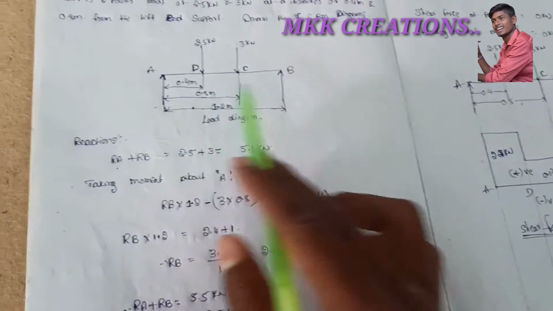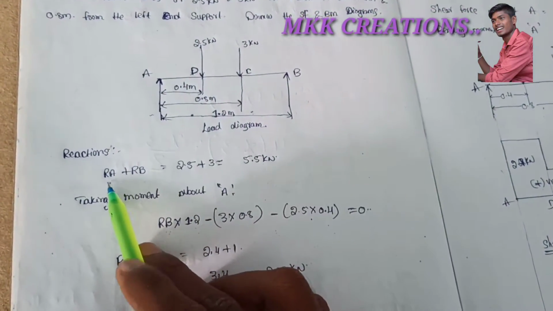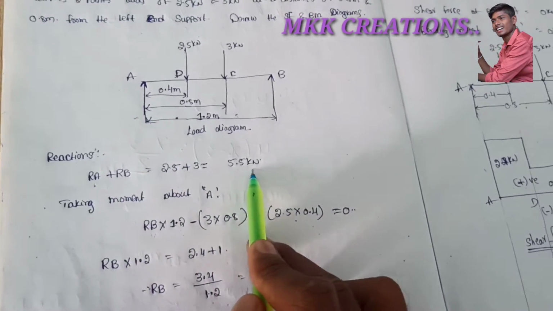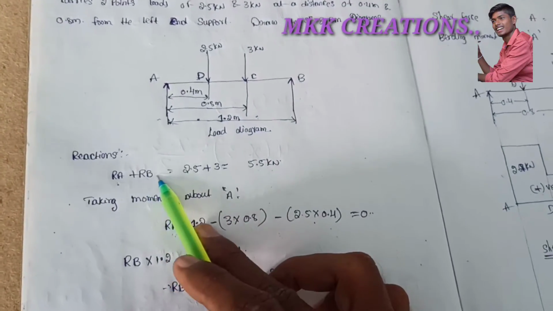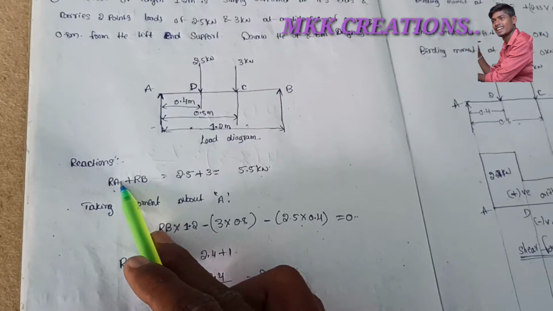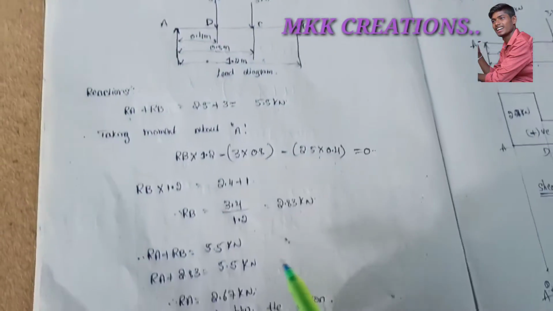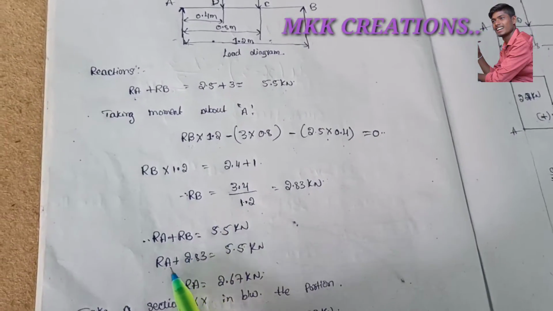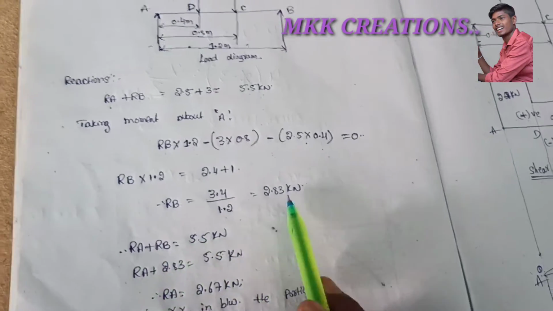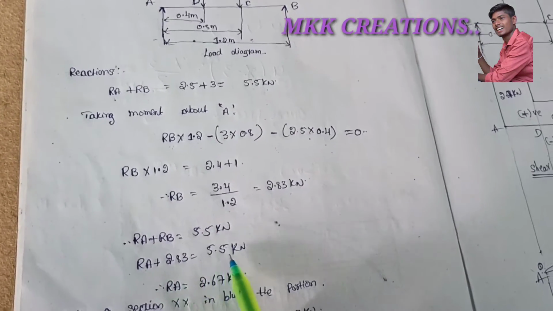We want to find both supports. The general equation is Ra plus Rb is equal to 5.5 kilonewtons. Here we know the Rb value, and we can find the Ra value easily. By substituting the Rb value, Ra plus Rb, that is 2.83, is equal to 5.5.